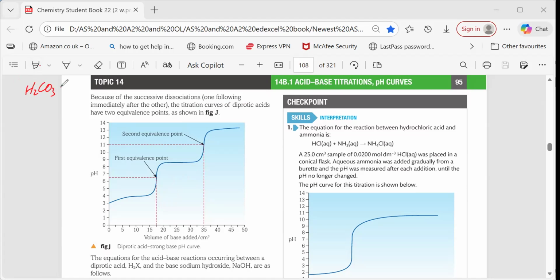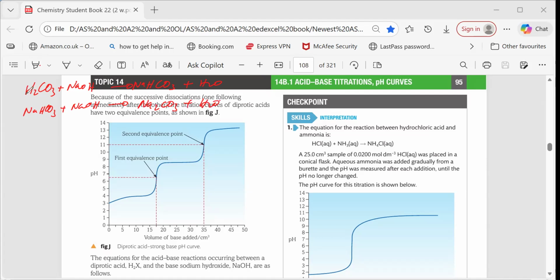Then it can ionize in the first part with 1 mole, or it can react with 1 mole of, for example, sodium hydroxide to produce NaHCO3, sodium hydrogen carbonate plus water. And then in the second step, the sodium hydrogen carbonate with another molecule of sodium hydroxide will produce sodium carbonate and water. So we'll see that there are 2 steps.